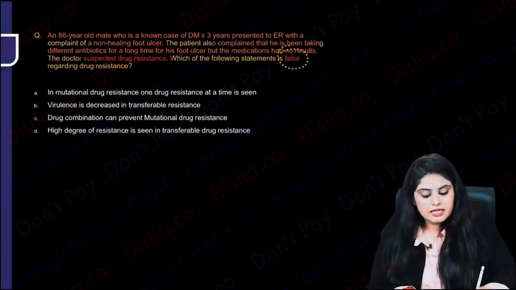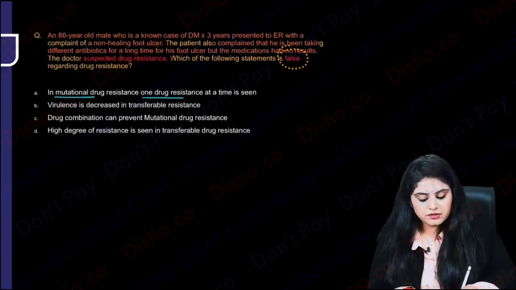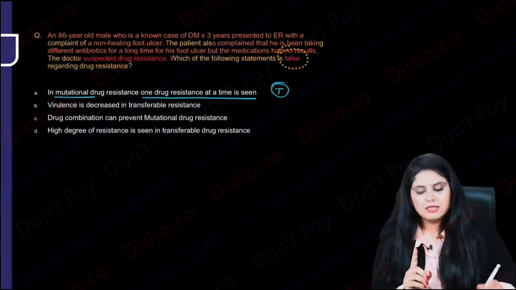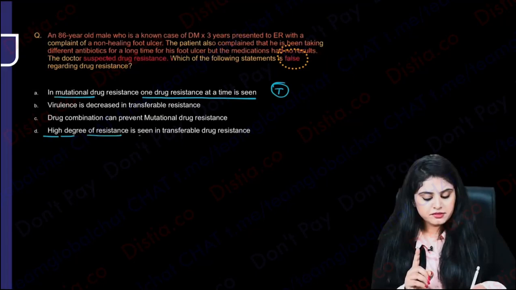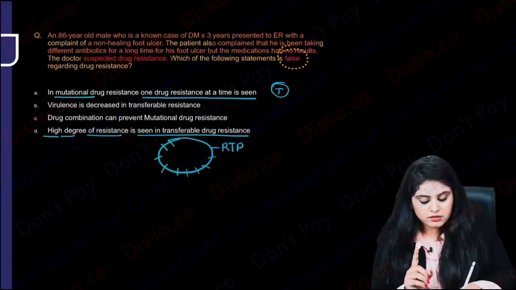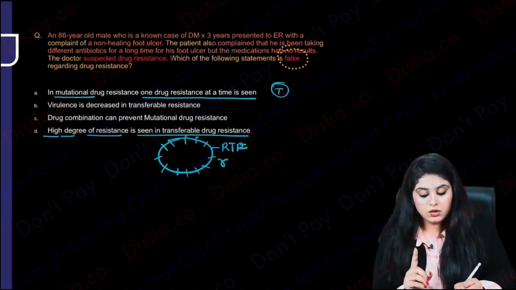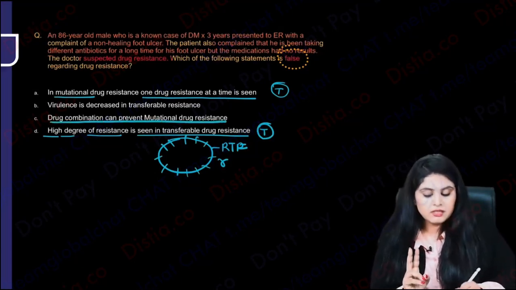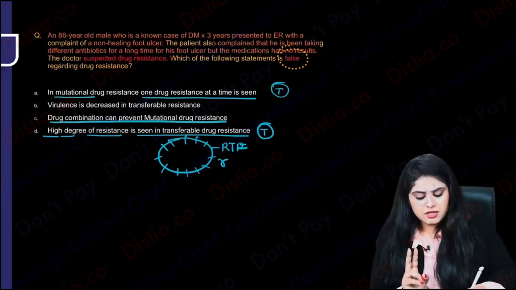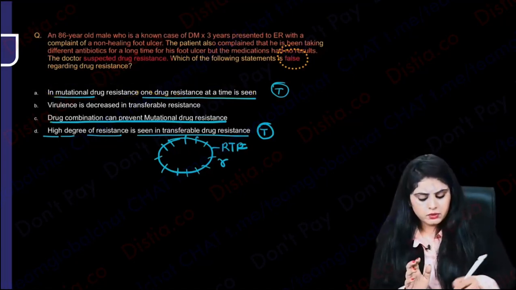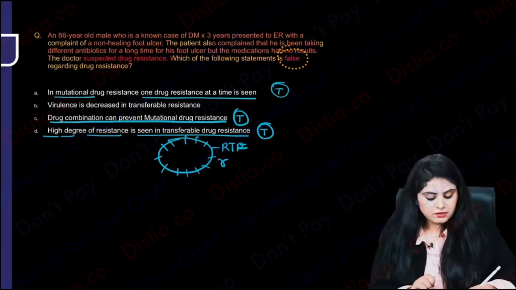Let's start reading. In mutational drug resistance, one drug resistance at a time is seen. Yeah, 1 point mutation occurs. बिल्कुल ठीक. Let's look at the last point. High degree of resistance is seen with transferable drug resistance. Yes, transferable had that resistance transfer factor and that could carry many chota resistance determinants. So I had lots of resistance happening. ये भी true है. Can a drug combination prevent mutational drug resistance? Yeah, because I have learned mutational drug resistance is because of one drug का problem. तो अगर combination use करोगे, it will be sorted. That is correct.